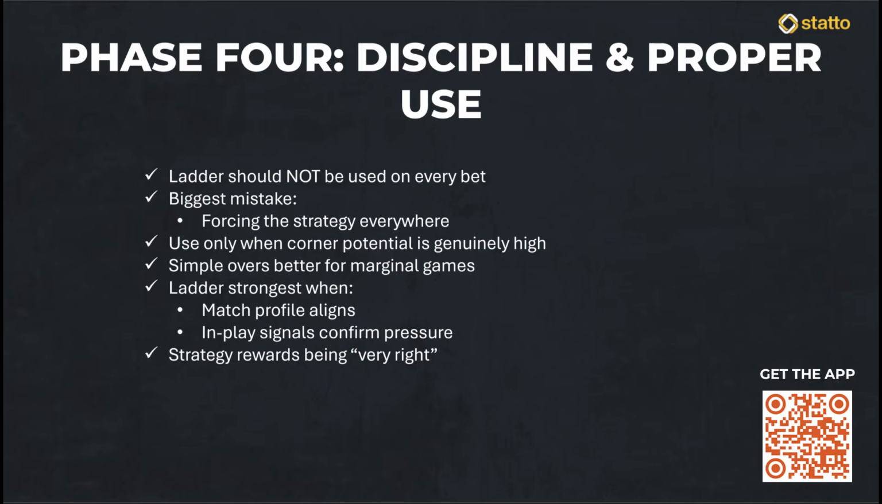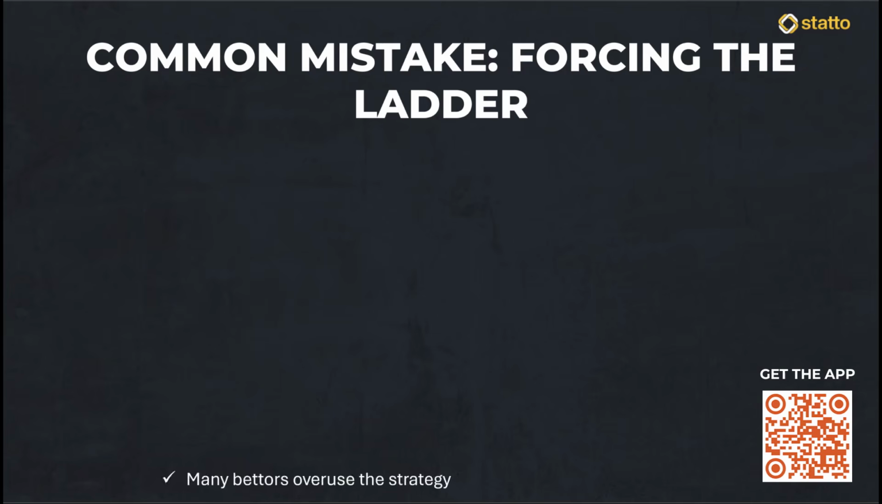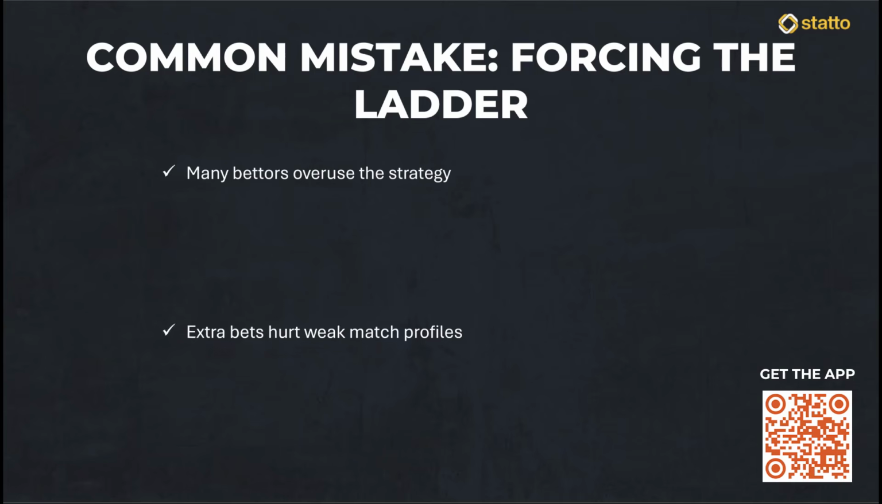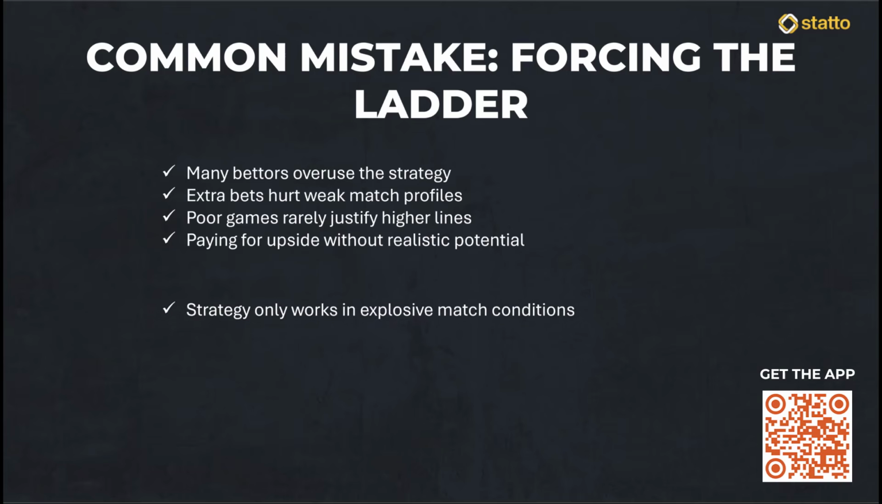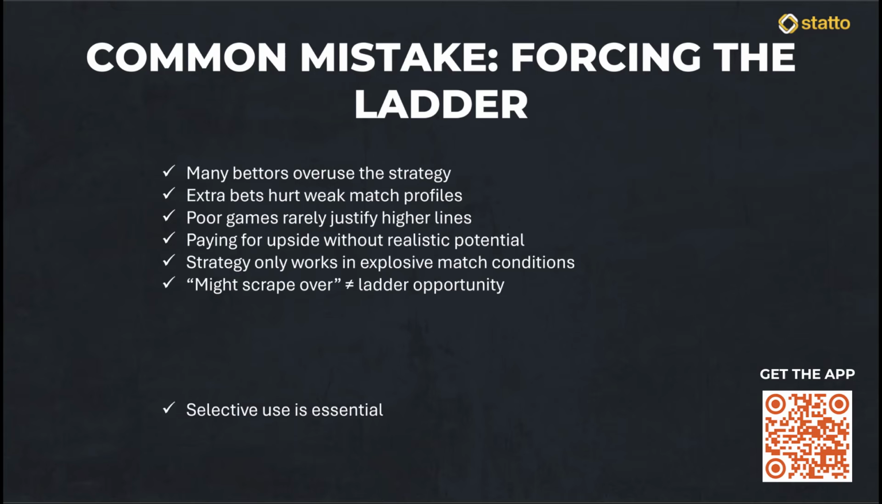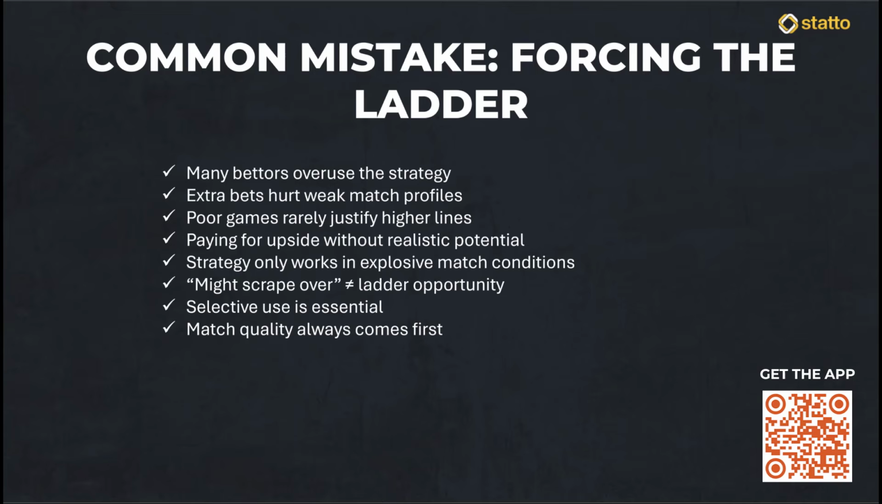Now, before you start applying this, it's important to understand where most bettors get this wrong, because this is where the difference between a good idea and a profitable approach really shows. The first mistake is forcing the ladder into matches that don't deserve it. A lot of people see the potential upside and immediately try to apply this to every corners bet they place. But if the match profile only suggests it might just creep over the line, then adding those extra bets is actually working against you. You're effectively paying for upside that the game isn't likely to produce. This strategy only works when the match has genuine potential to exceed expectations.